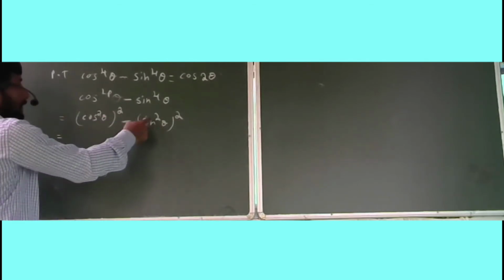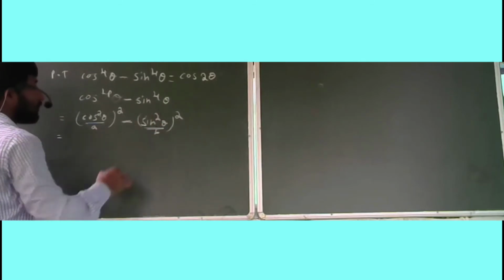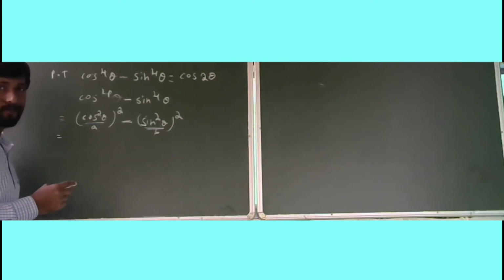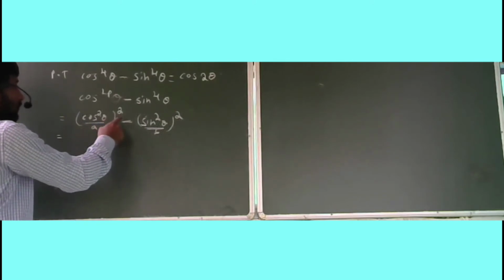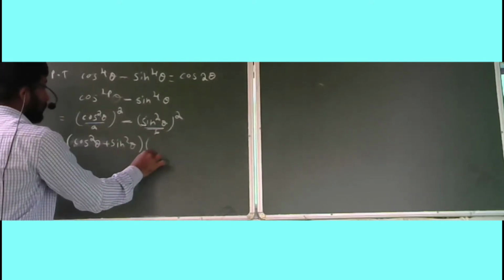Now see, it's of the form a square minus b square, right? What's the value of a? Here a is cos square theta, b is equal to sin square theta. The a square minus b square formula is a plus b into a minus b. So cos square theta whole square minus sin square theta whole square can be written as a plus b, that is cos square theta plus sin square theta, into a minus b, that is cos square theta minus sin square theta.